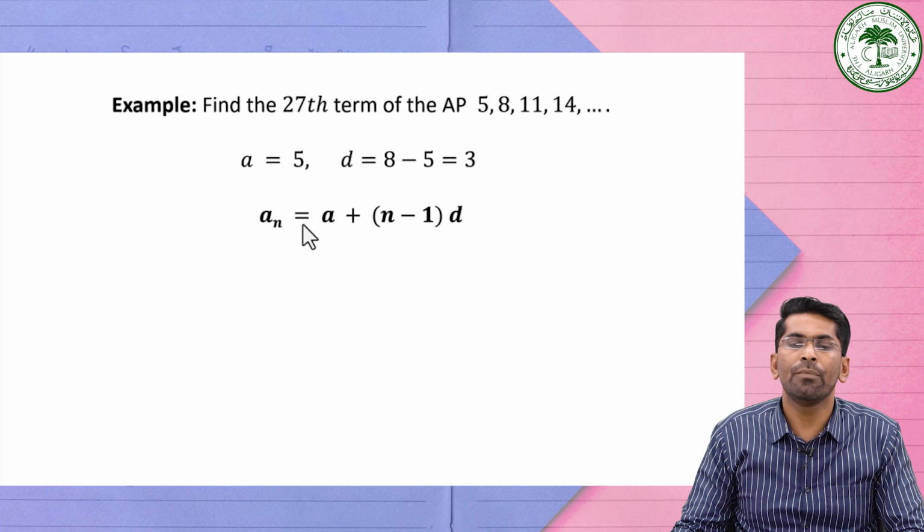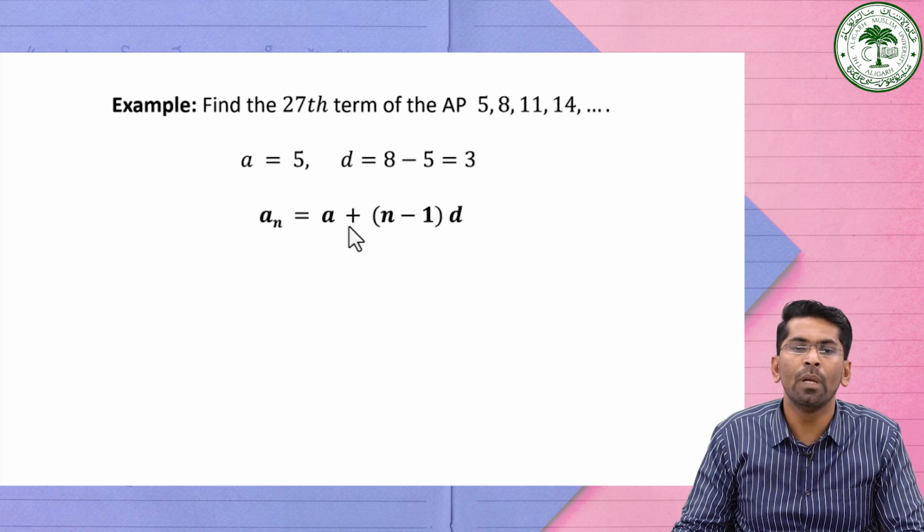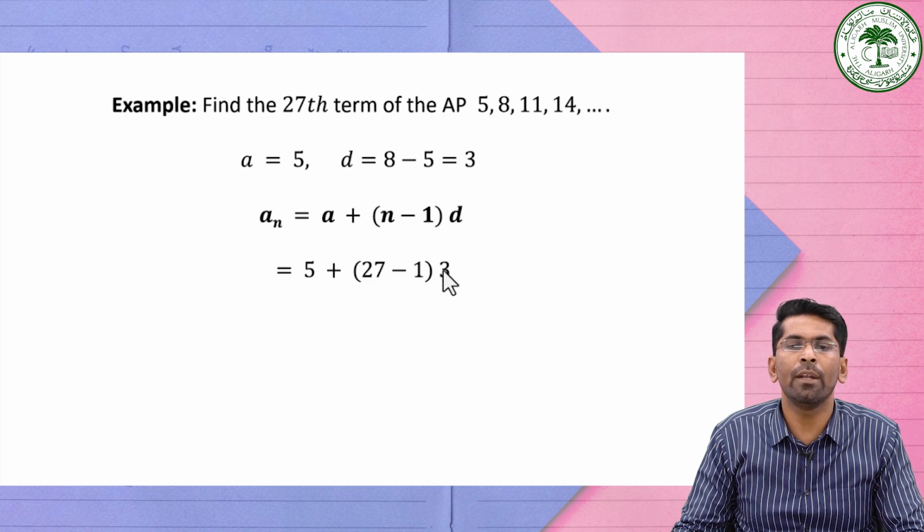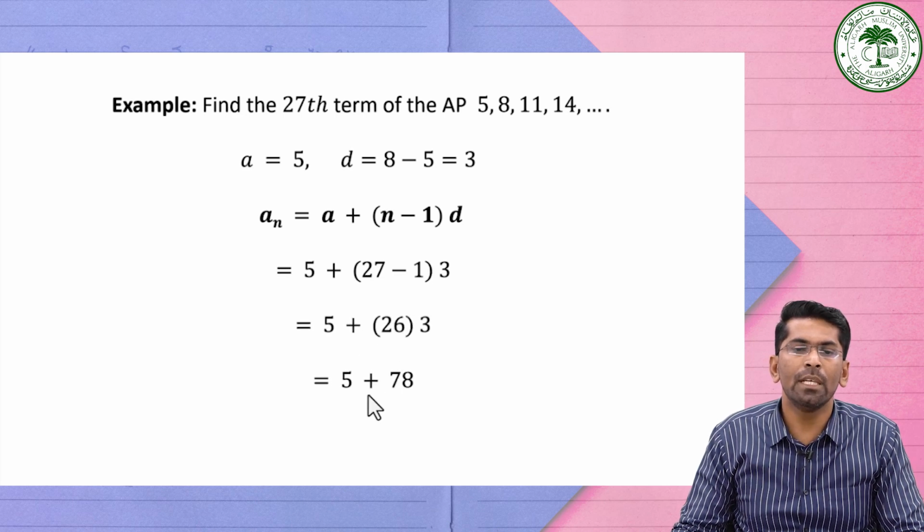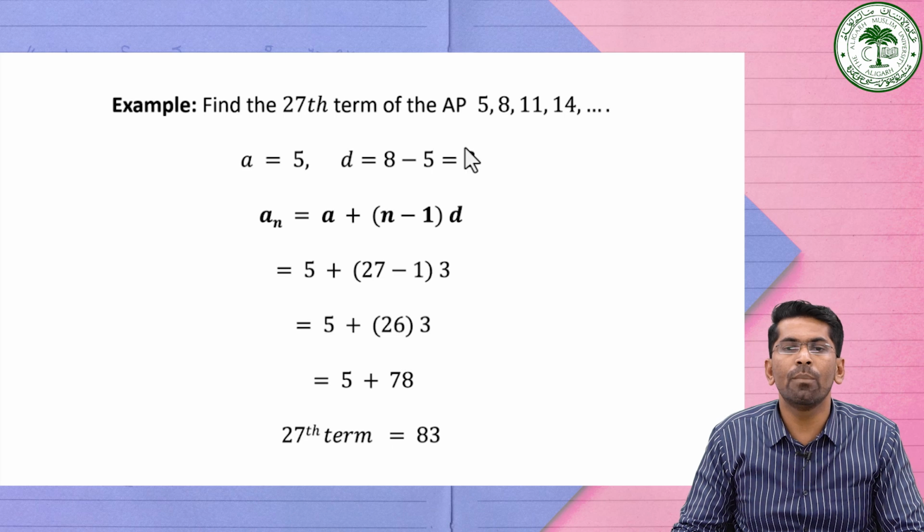So here the formula for the nth term is equal to A plus (N minus 1) into D. Here A is equal to 5, N is 27, so 27 minus 1, into D, which is equal to 3. If you simplify it, it is 5 plus 26 into 3, which is 5 plus 78, which is equal to 83. So the 27th term of this particular arithmetic progression is equal to 83.